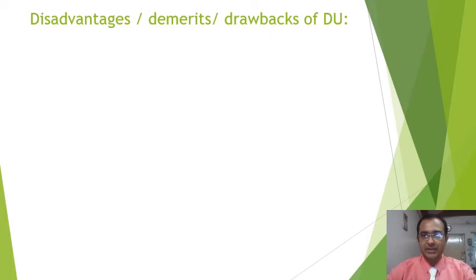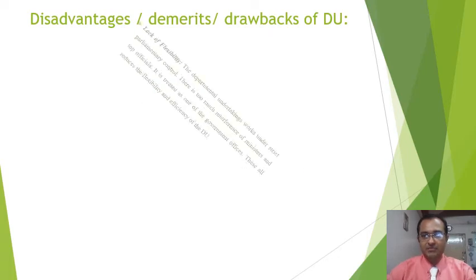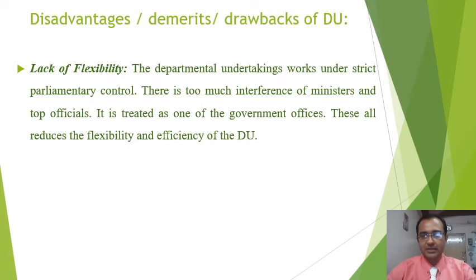Disadvantages, demerits, or drawbacks of DU. First one, that is lack of flexibility. Students, there is a high degree of inflexibility in the performance of the departmental undertakings. The main reason behind this is that the departmental undertakings are working under direct parliamentary control. They need to get each and everything sanctioned.